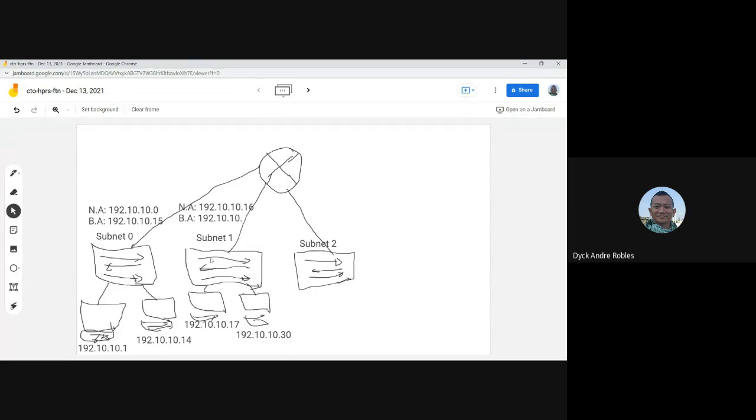Okay? So what would be our broadcast address for this matter? For Net 1, what would be the broadcast address? We are just adding and subtracting numbers. What is our broadcast address? It is the last number or IP address in that network, the subnetwork.